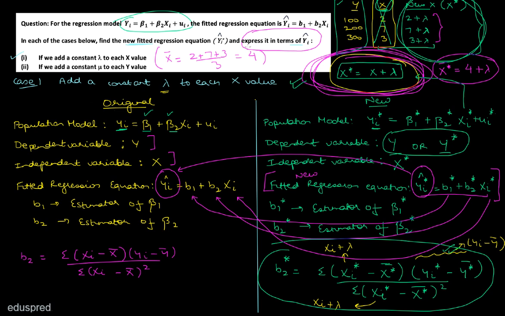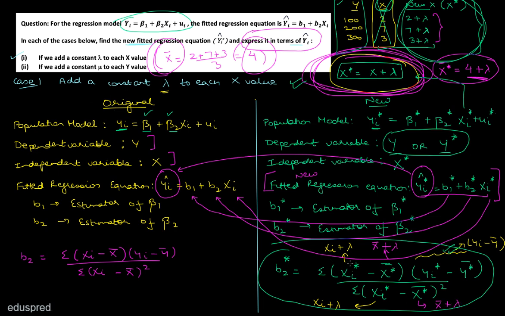So from here we can figure out the relationship between x star bar and x bar. The relationship between these two is that x star bar is equal to x bar plus lambda. As you can see over here, x bar is 4 and x star bar is 4 plus lambda. So instead of this, I can actually write x bar plus lambda. Similarly, instead of this, I can write x bar plus lambda.